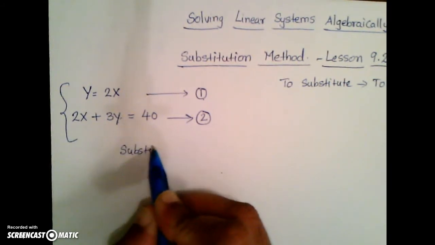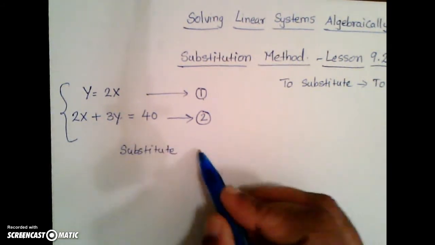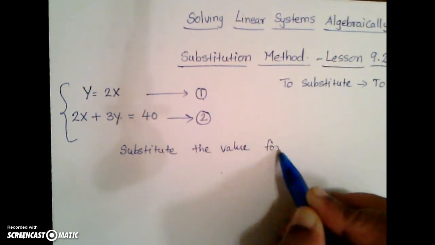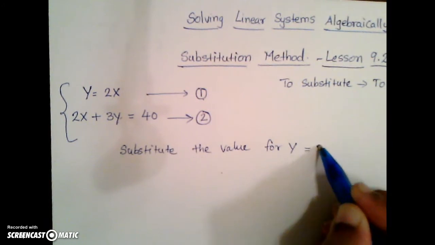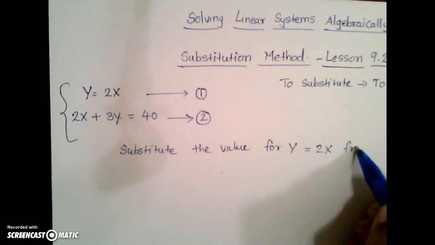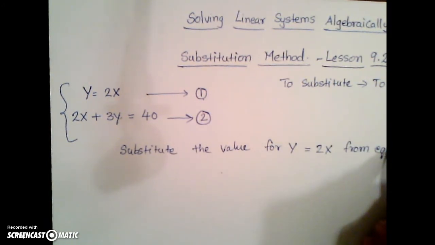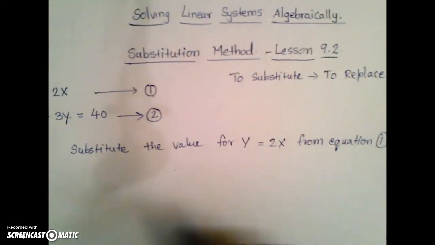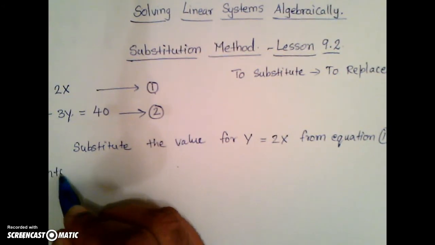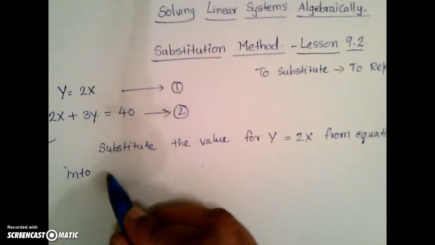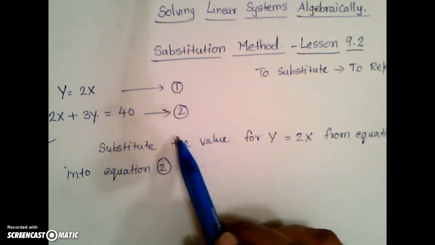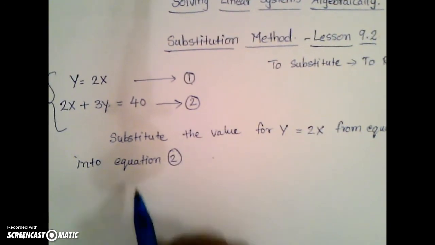So what I do is substitute the value for y equal to 2x, which you got from equation 1, into equation 2. So I'm going to put 1 in 2. So what do I mean by that?